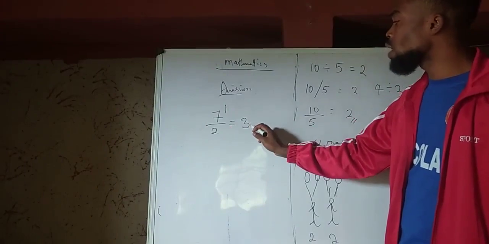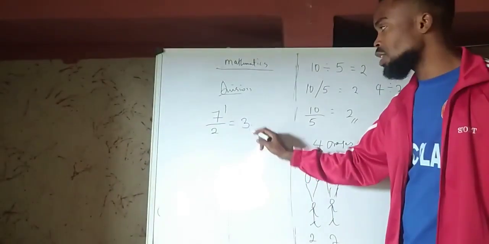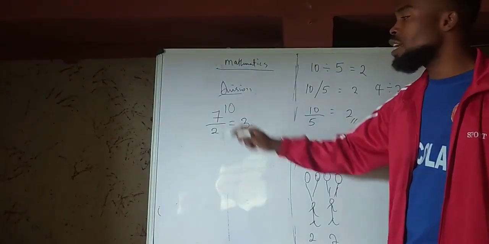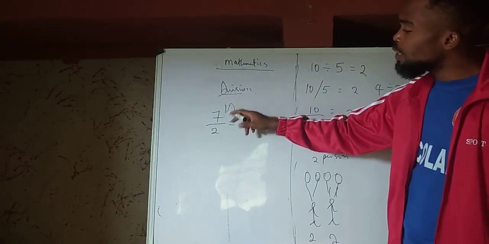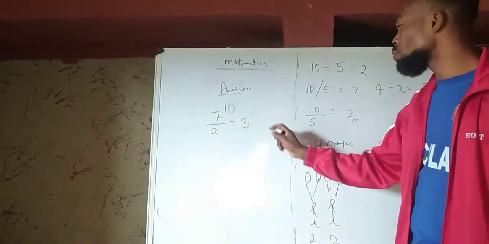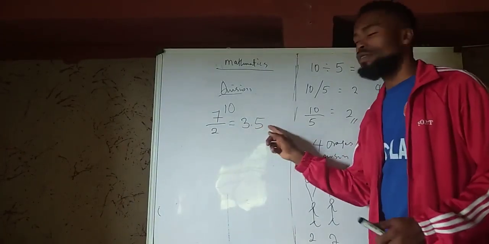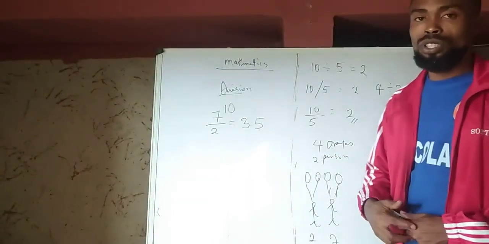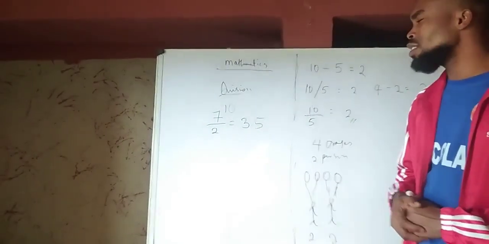So what do we do? We add a decimal point to this, and then we add 0 to the 1 and make this a 10. So 10 divided by 2 is going to be what? 5. So you see we are getting 3.5 as the solution in this division. Are you seeing that?